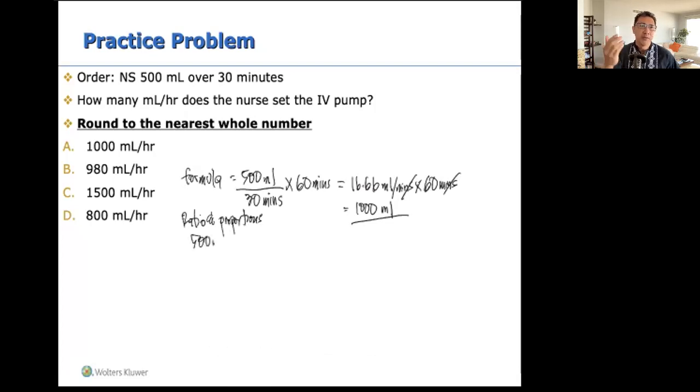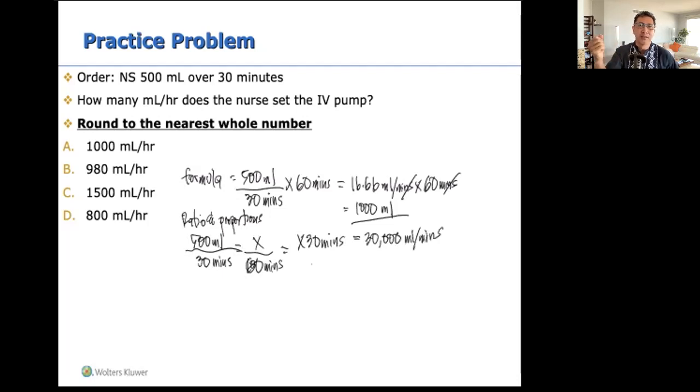But if you step back on this question, 1,000 ml per hour will infuse this 500 ml to the patient in 30 minutes. So if you get an answer like 100 ml an hour to deliver this 500 ml, you can step back and say, that doesn't sound right. So you may need to work it out again.